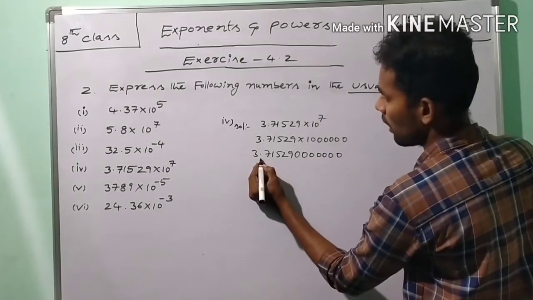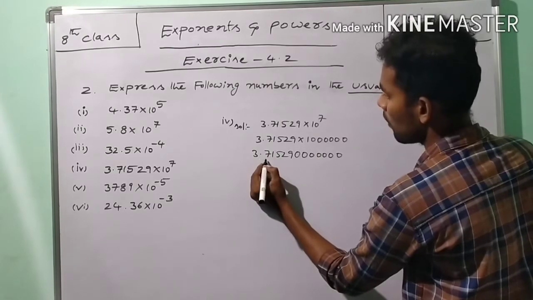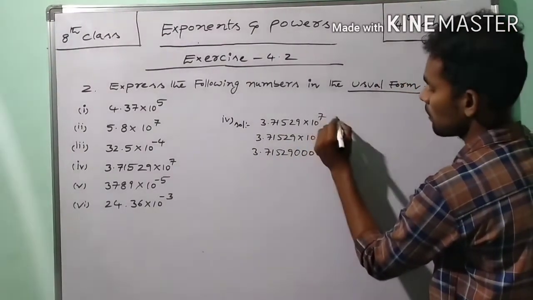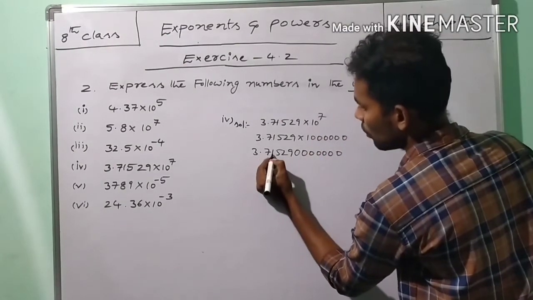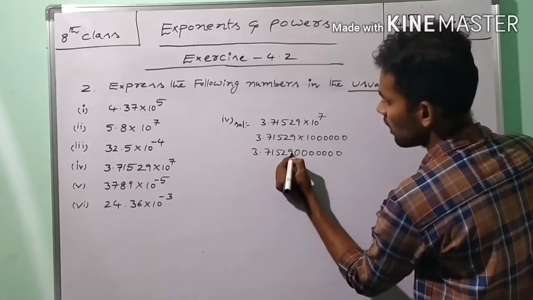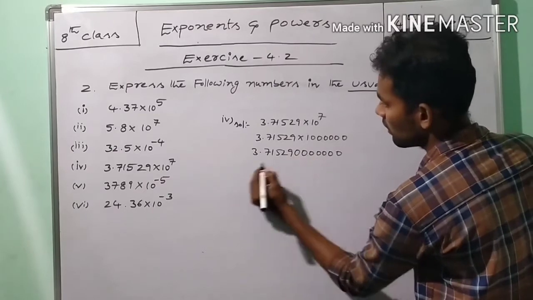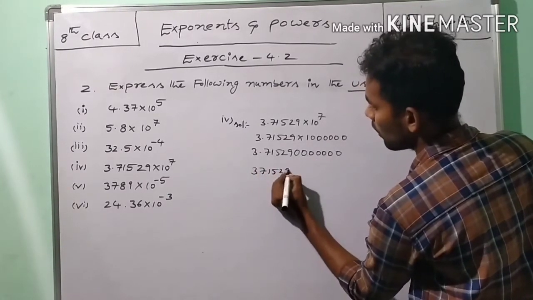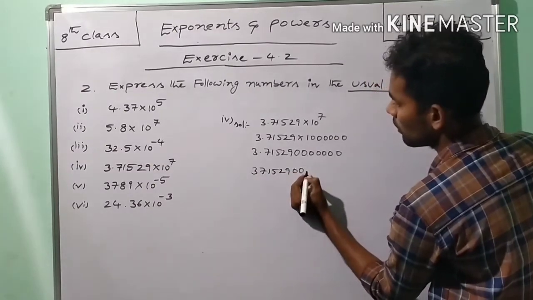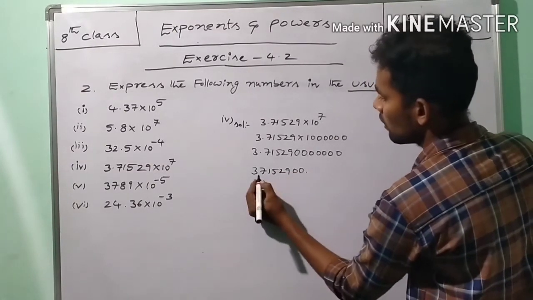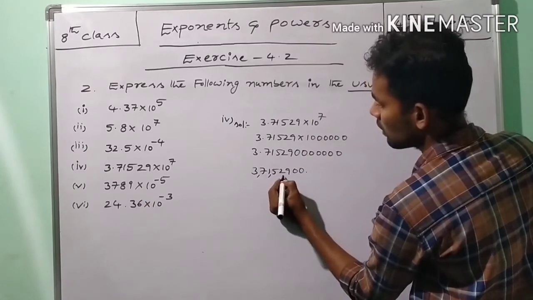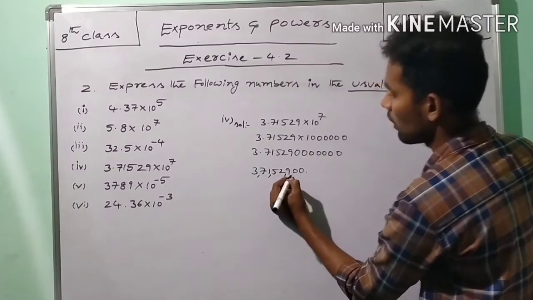Here the decimal point shifts how many places towards the right side? 7 places: 1, 2, 3, 4, 5, 6, 7. That gives 3,71,529,000, which is 3 crores 71 lakhs 52,900.